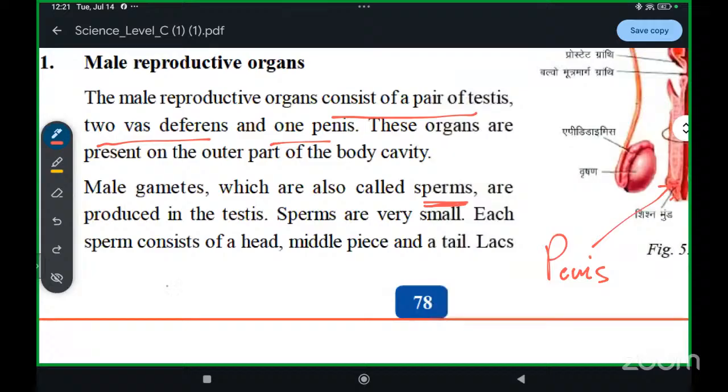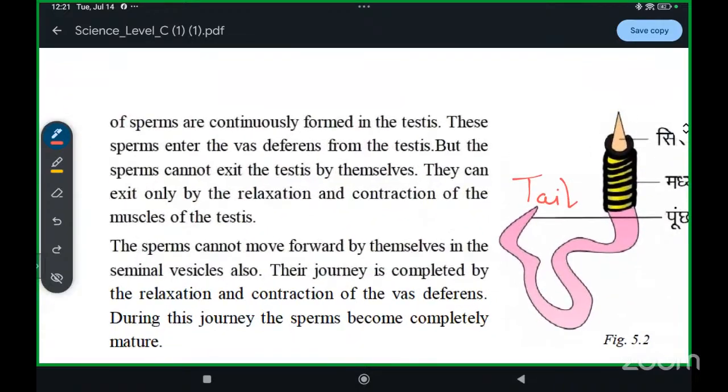Now, lakhs of sperms are continuously formed in the testes. It's not just one or two, they are lakhs in number. These sperms enter the vas deferens from the testis, but they cannot exit the testis by themselves. They can exit only by the relaxation and contraction of the muscle of the testis.